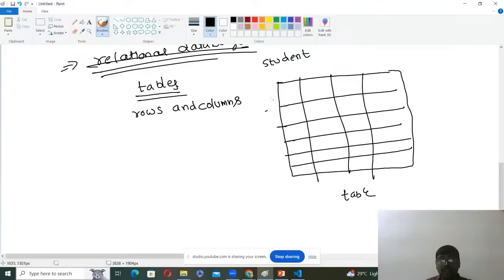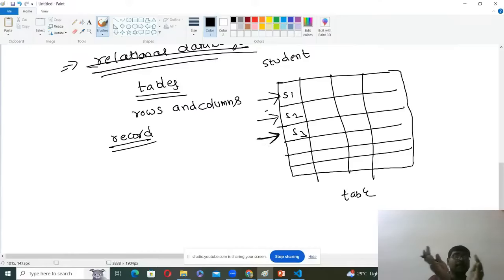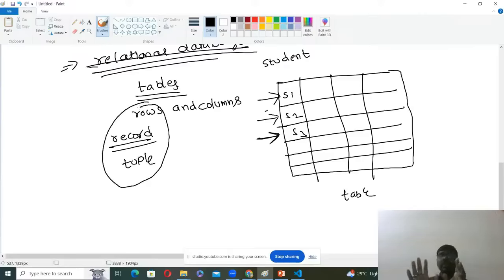Okay, and these are rows. Each row is also called a record. What is meant by a record? Record means information. For example, student 1, student 2, student 3. A record consists of the entire information of a student. The record is also called a tuple. You can call it by any name. In a table, each row is called a record or tuple.